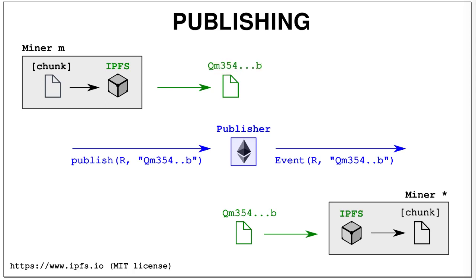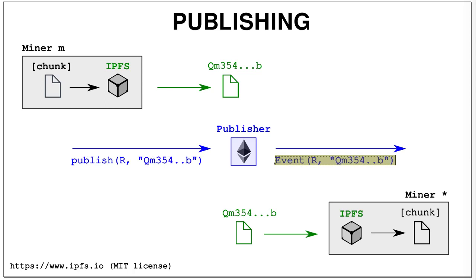But adding to IPFS does not automatically notify our other miners. So the second thing we have to do is inform them that this new chunk exists so that they'll know to retrieve it. The publishing miner calls a publish method on an Ethereum smart contract. It passes the public key of the receiver and the hash value of the chunk we just published. The smart contract simply places an event in its log.